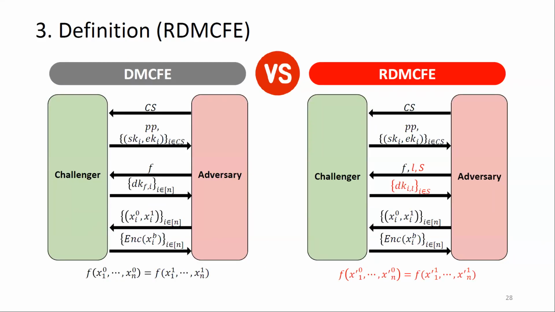The security definition of RDMCIB is also based on that of DMCIB. Note that for robustness, the key generation additionally includes the label L and the set S, and only outputs the partial functional key of positive owners. Furthermore, the security restriction was changed from X to X prime, since some inputs are replaced by the default value 0.